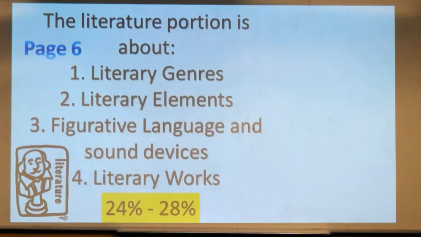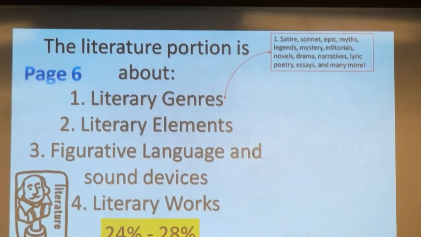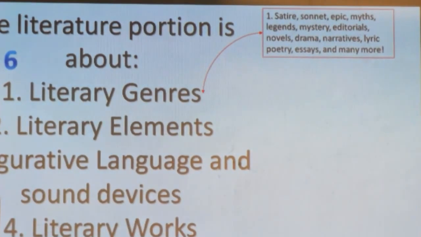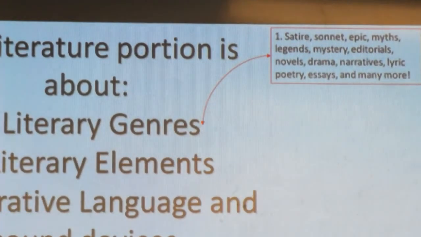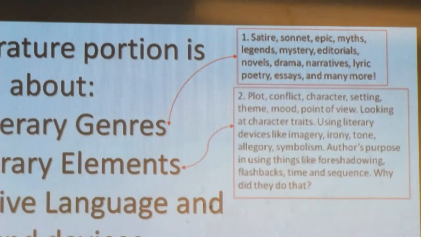The first one we're going to look at is literary genres. What are they talking about on literary genres? This will be on page 6 under Standard 3 of Literature. Literary genres can cover something like satire, sonnets, epics, myths, legends, mysteries, editorials, novels, drama, narratives, lyric poetry, essays, and many more. Typically, I've seen a lot of poetry on the test, and I've seen some plays. Just excerpts.